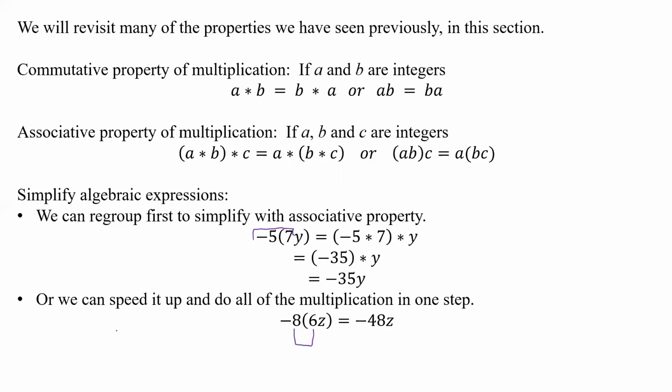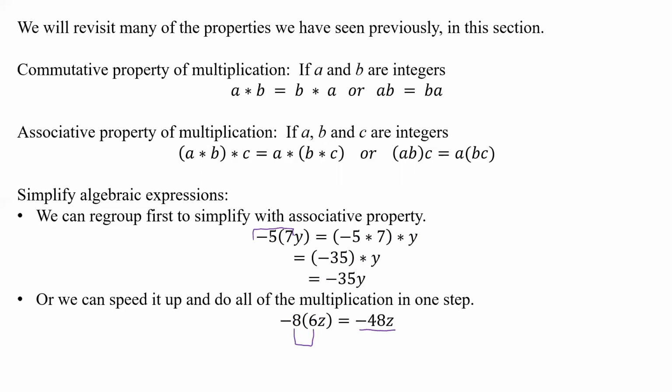Or we can do it in one step and speed it up a little bit, just doing one thing. We can say, okay, well, we know it's going to be a -8 times 6. And what is 8 times 6? Well, that's 48. So it's going to be a -48. And then there's a z on the end. And basically, we're just doing it all in one step.